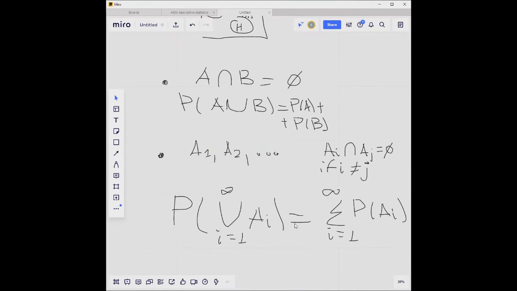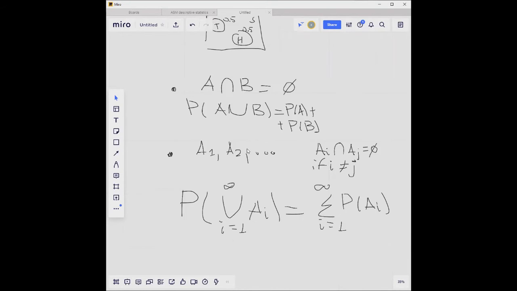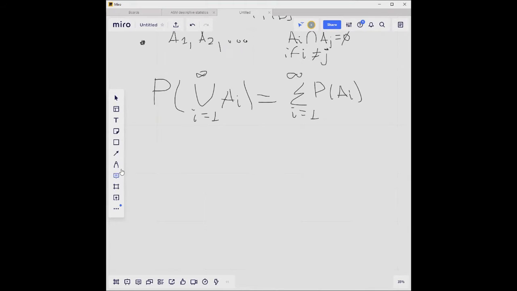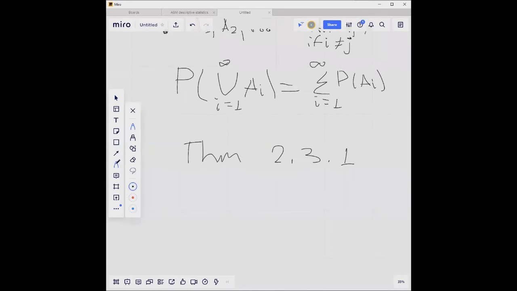Unfortunately, this axiom number 4, even though it's very similar to axiom number 3, does not follow from the previous axioms. So we have to add this fourth one in the case when our sample space is infinite. All right, now let's take a look at the following useful theorems that follow from these axioms. Theorem 2.3.1. We'll be using this when solving various problems. Probability of the complement of an event is equal to 1 minus the probability of the event.